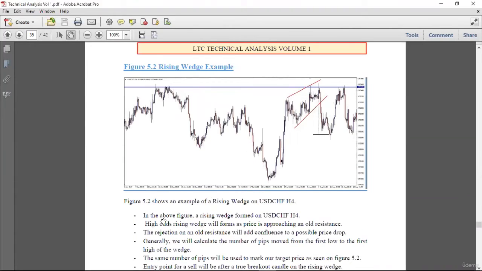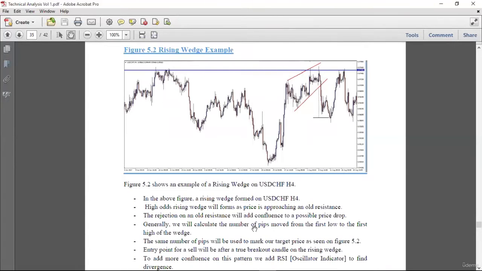Now, in the above figure, a rising wedge formed on USD CHF H4. A high-odds rising wedge will form as price is approaching an old resistance, as you can see here. The rejection on an old resistance will add confluence to a possible price drop.